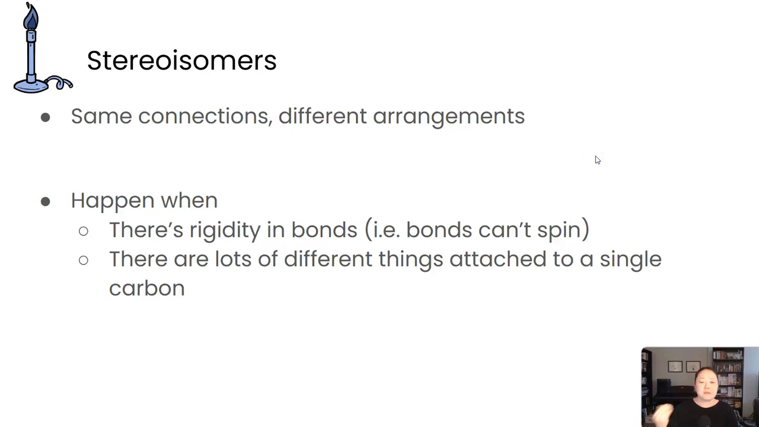The other type is when you have a lot of different things attached to a single carbon. Now, if you draw the second type on a piece of paper, just using the 90 degrees and all of that, you're not going to really see the stereoisomer part of it. But if you look at these molecules in three-dimensional space, you will see that they are actually different. For this lesson though, we are going to be talking about this first type, the type that you get when you have that rigidity in those bonds.